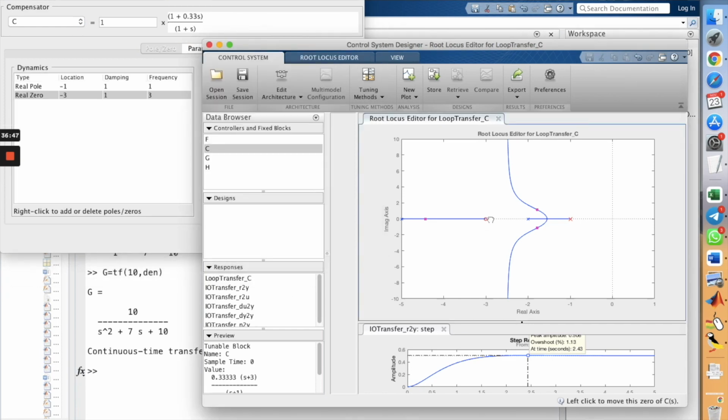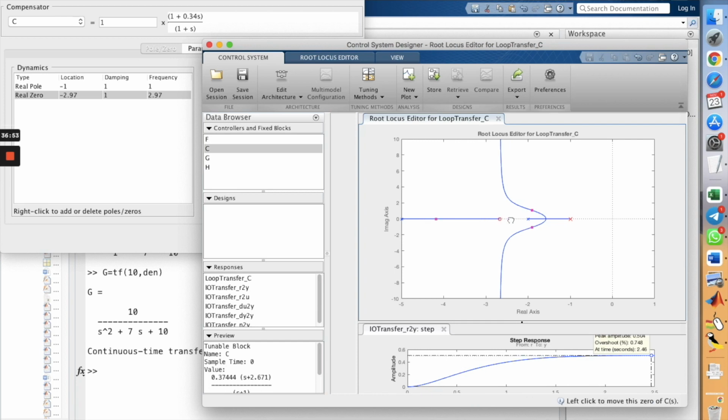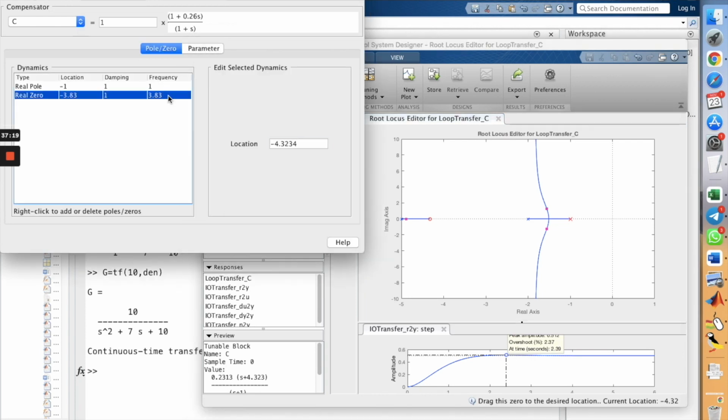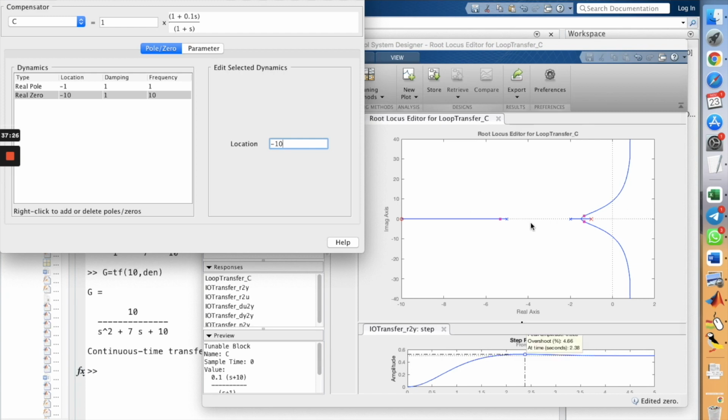So, see, I just drag it to the right. It bends more to the right. The closer it is to the dominant poles, the more it bends to the left. But if I bring the zero far from the dominant poles, it bends less to the left. So let's say I just want to put it at -10. You can see here, the effect of the zero is no longer significant because it is actually like the original one.